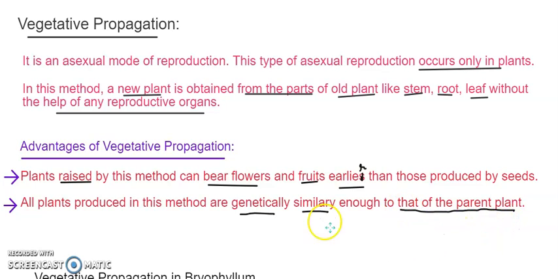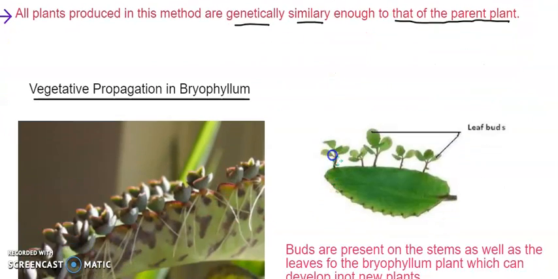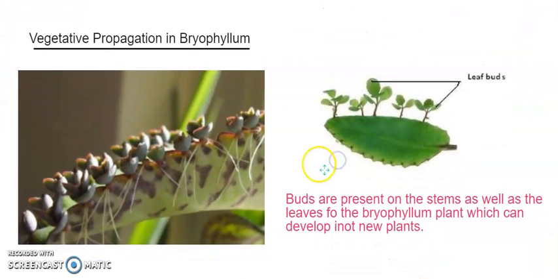So the first type of vegetative propagation that we are going to see is in bryophyllum. In bryophyllum, what happens? There are tiny bud-like structures found on the leaf corners, or you can say the margins. Buds are present on the stem as well as on the leaves of the bryophyllum, and these can develop into a new plant. As you can see here, the white thread-like structure is the root, and these are the leaves. You can see the same in this picture.